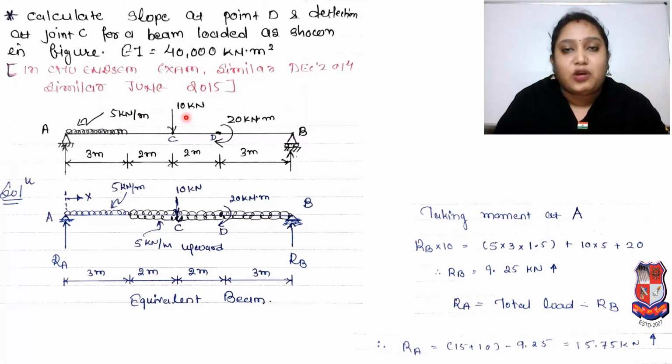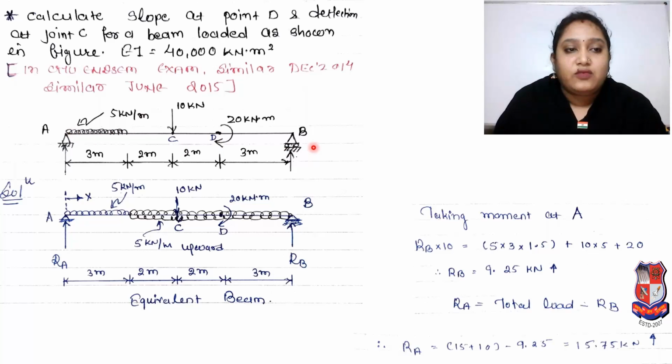similar types of problems. So first, what we will do is read our data first, so we can identify what is given and what we have to find. Calculate slope at point D. We have to find slope at point D and deflection at joint C for the beam loaded as shown in the figure. Both these points are very important for us because we have to find slope and deflection.